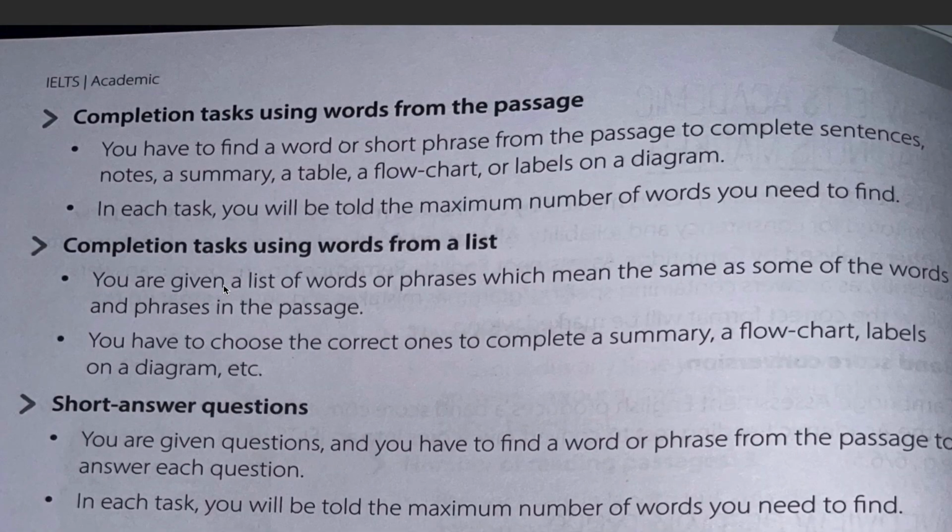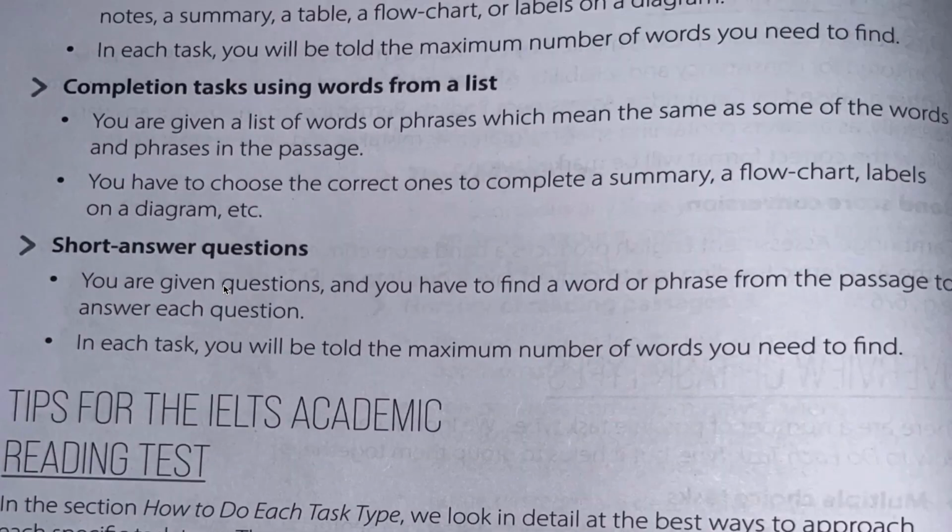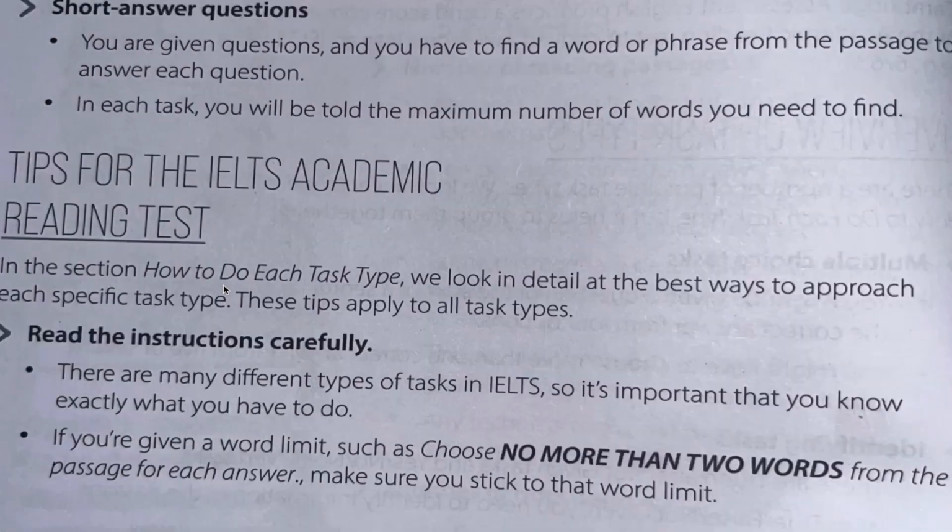Completion of tasks using words from the passage. You have to find a word or short phrase from the passage to complete the sentences, notes, a summary, a table, a flowchart, or labels on the diagram. In each task, you will be told the maximum number of words you need to find. Completion tasks using words from a list. So, a list is given and you are supposed to complete it. Again, I'm not going into the details of it since it is very similar to the listening one. Then we have short answer questions. Now, that again, I've told you about it.